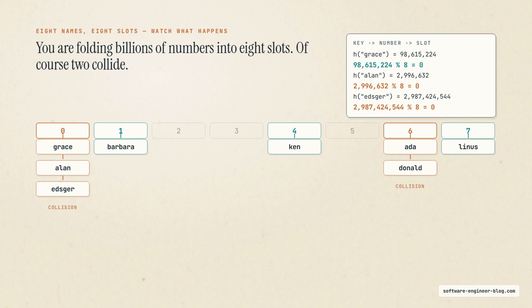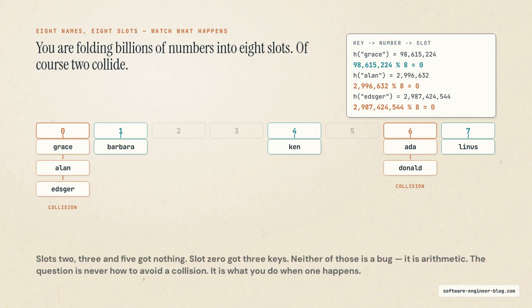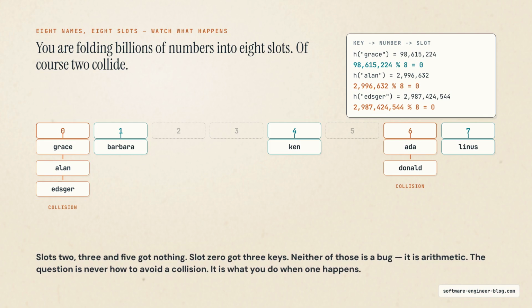Slot 6 has 2 as well, and slots 2, 3, and 5 got nothing at all. Both of those are normal. So the question is never how to avoid collisions, it is what you do when one happens. And this is what you do.